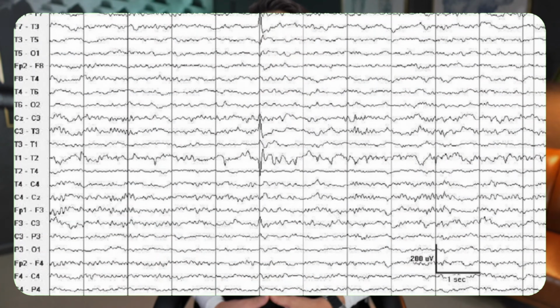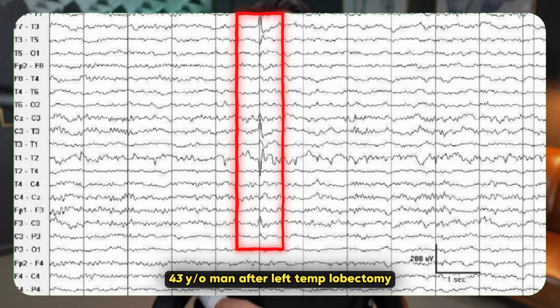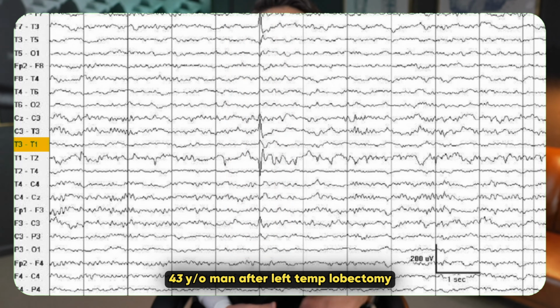This is the EEG of a 43-year-old man after a left temporal lobectomy who was being evaluated for reoperation. The standout pattern here is the left temporal sharp waves and particularly the positive phase reversal at T3. This pattern is considered abnormal, and here's why.